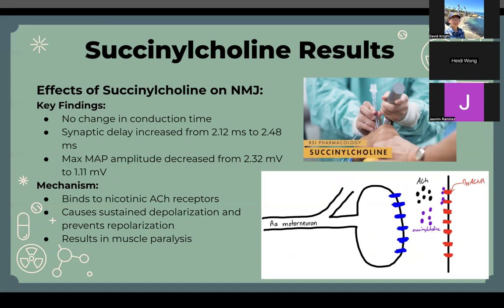Mechanistically, acetylcholine binds to nicotinic acetylcholine receptors and mimics acetylcholine. However, because it resists degradation, it stays bound longer, causing continuous depolarization and preventing the muscle from repolarizing. This prolonged depolarization results in muscle paralysis, and clinically, acetylcholine is used for rapid intubation, but it must be administered carefully due to risks like hyperkalemia.